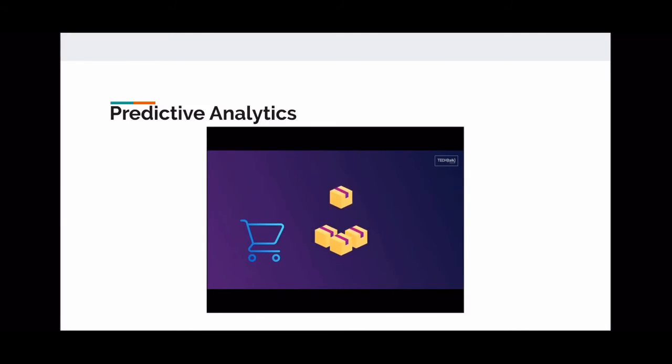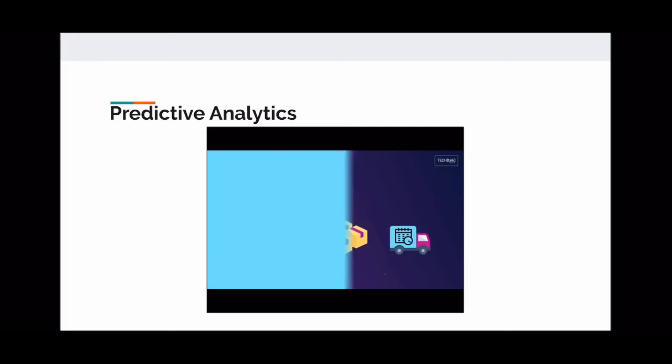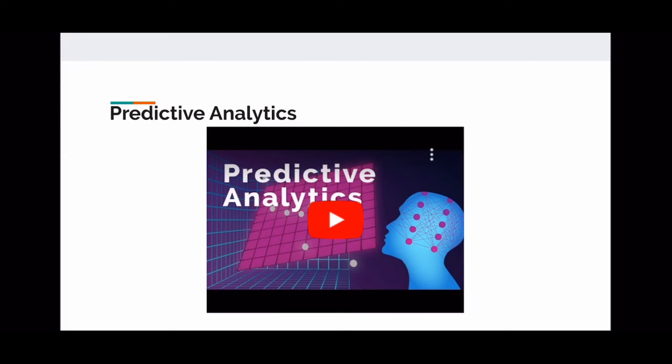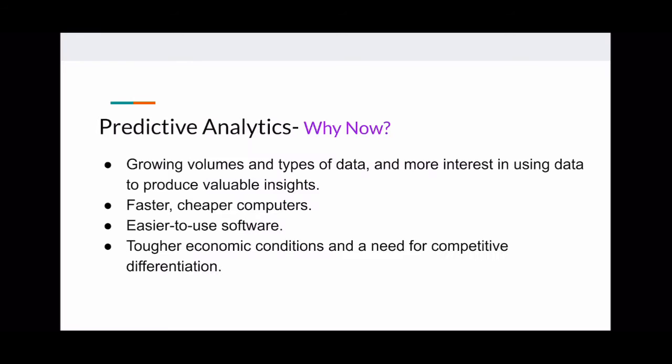Retailers often use predictive models to forecast inventory requirements, manage shipping schedules, and configure store layouts to maximize sales. So why are we using predictive analytics now? With growing volumes in data types and more interest in using data to produce valuable insights, we are using predictive analytics. They also provide us with faster and cheaper computers, easier to use software, and when we have tougher economic conditions, especially like today, we have a need for competitive differentiation.